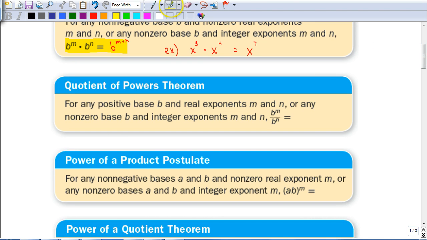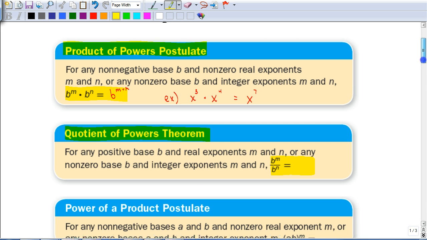So the next one, the quotient of powers theorem. Let's talk about this for a second. With the product of powers postulate, that said that when we multiplied and the bases are the same, we added the exponents. If you think about quotient as dividing, that's the opposite of multiplication, so the result is going to be the opposite here. Instead of adding the exponents, we're going to subtract the exponents.